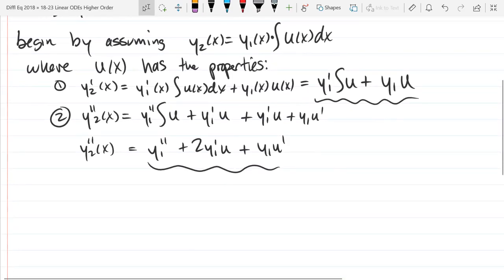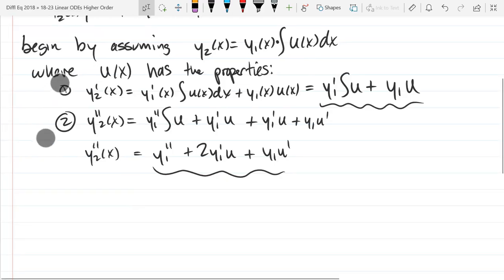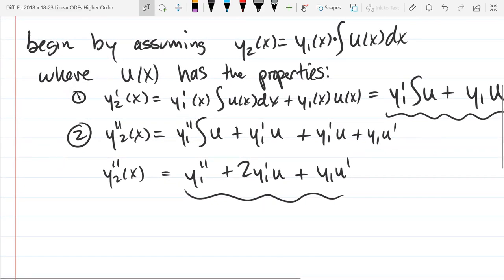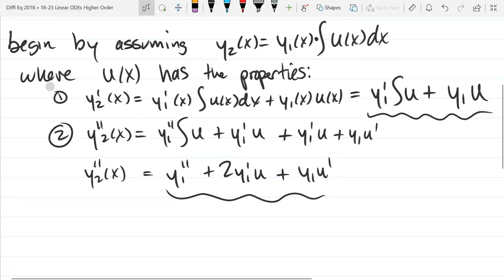So we're going to use those two versions that I just underlined, and we're going to plug into the original. The y1 double prime would also have the first one. Oh, yeah, I just completely didn't write that second part. That'll really screw things up later. There we go.